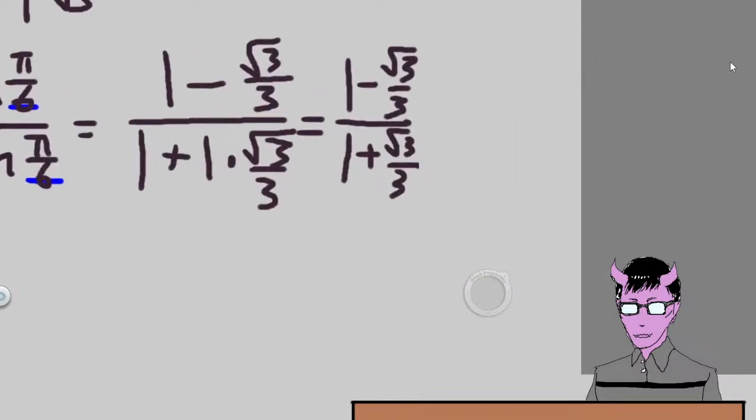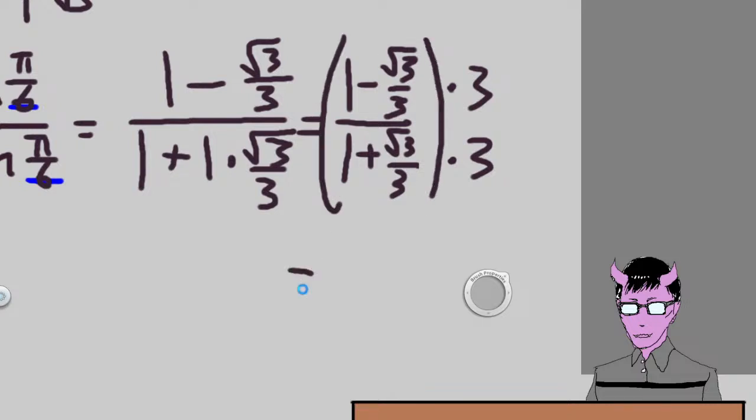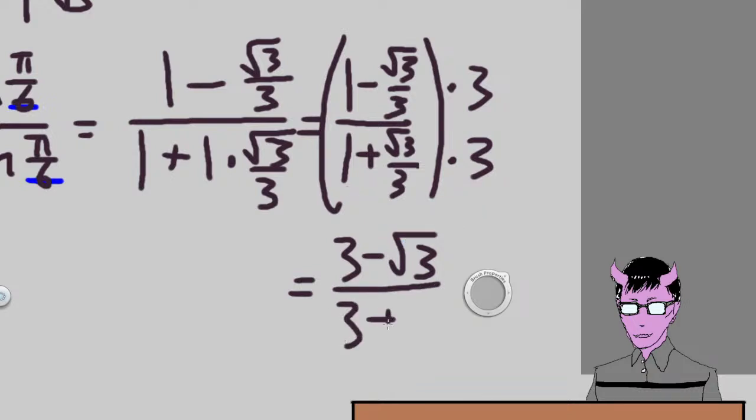Okay, so again, while technically correct, we should change this one because we have fractions within fractions. So we just need to clear the fractions. There is a 3 in the denominator, so we will simply multiply top by 3 and bottom by 3. So this is 1 equivalence, a perfectly legal math manipulation move. So 3 distributed to the top 2 terms, we're going to get 3 minus root 3. And then 3 distributed to the bottom terms, we're going to get 3 plus root 3.